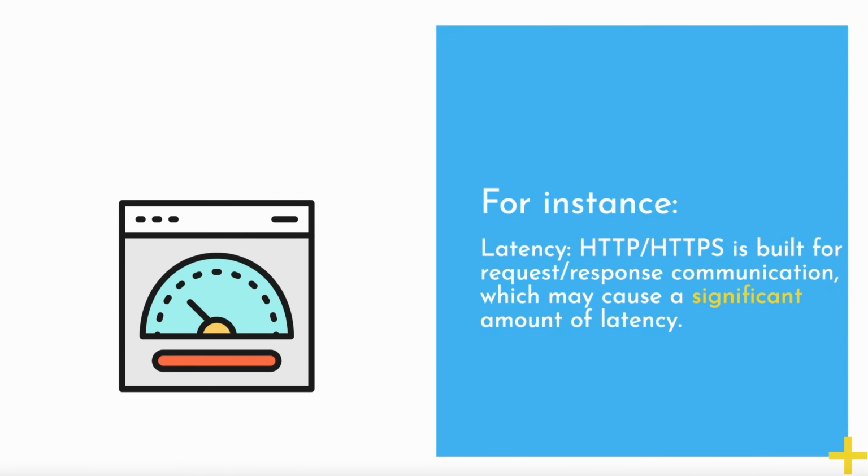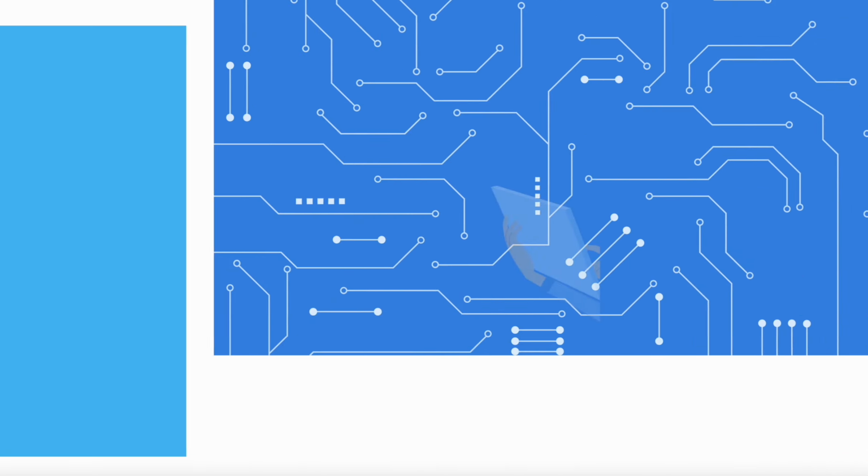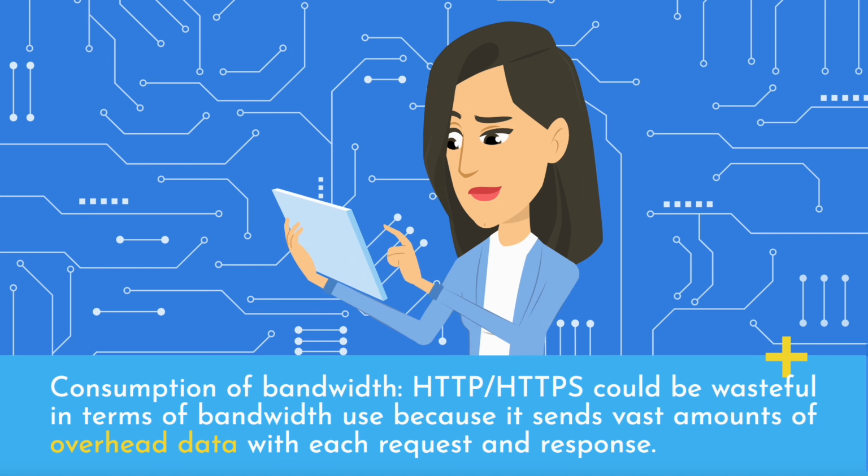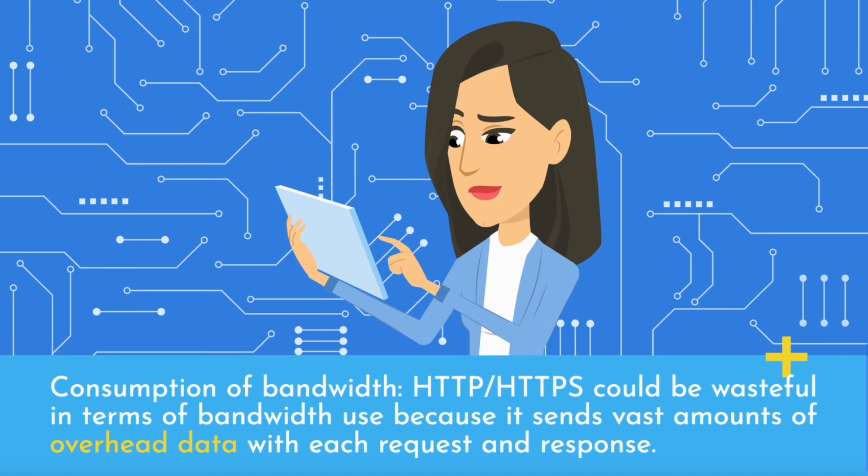For instance, latency. HTTP/HTTPS is built for request/response communication, which may cause a significant amount of latency. Consumption of bandwidth. HTTP/HTTPS could be wasteful in terms of bandwidth use because it sends vast amounts of overhead data with each request and response.